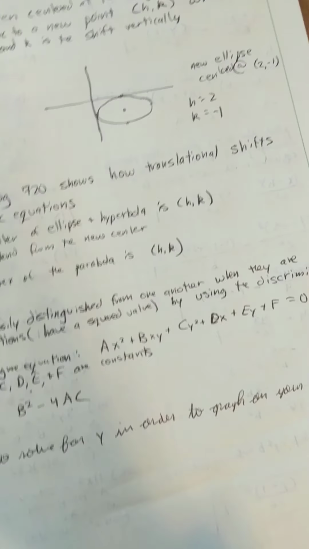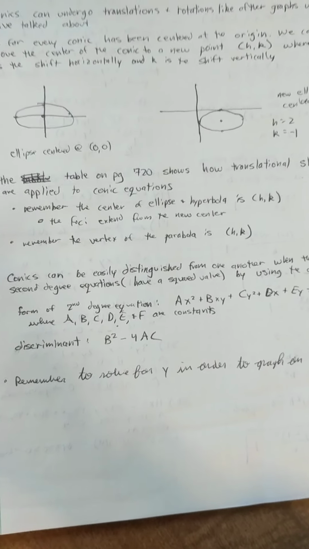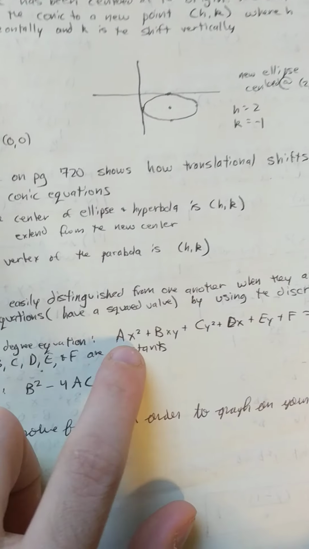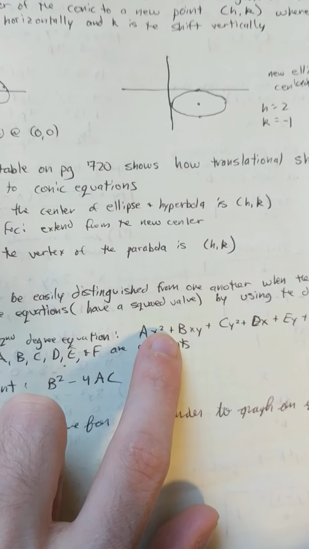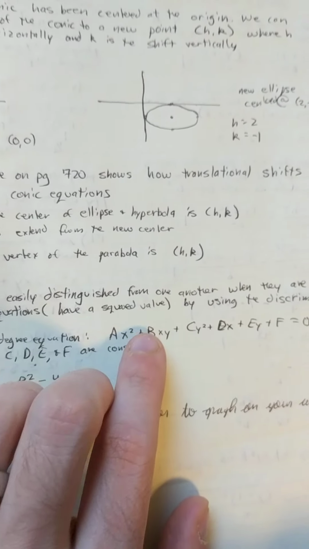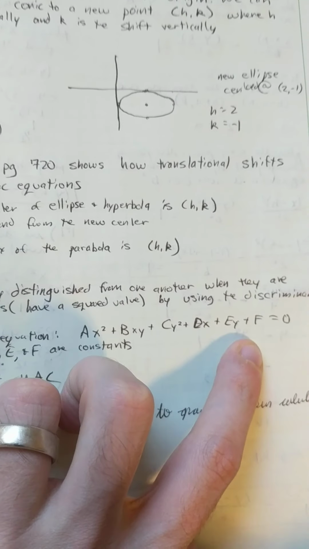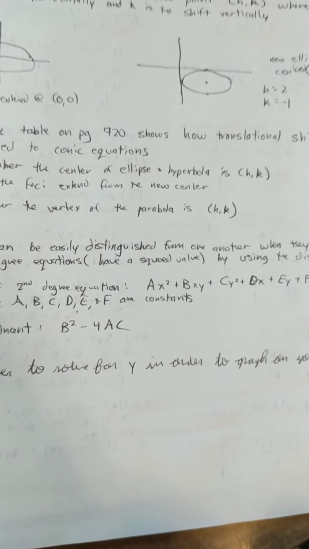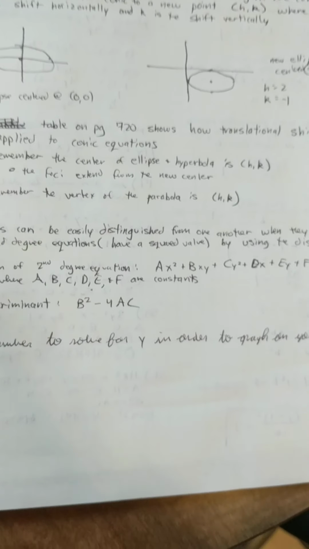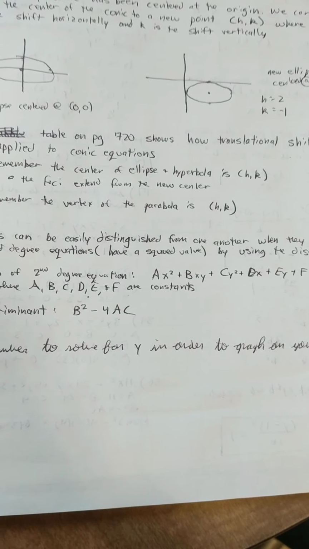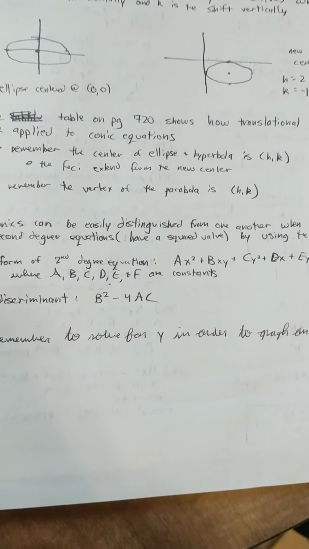Now, there's a very easy way to differentiate conics based on the equation that you're given. When we're talking about conics so far, we've only dealt with second degree conics. That means they're only going to have a highest power of 2. Second degree equations can have the form ax² + bxy + cy² + dx + ey + f = 0. Your a, b, c, d, e, and f are all going to be constants. If it's a 1, it's not going to show up. If the variable doesn't show up, then your constant is a 0.